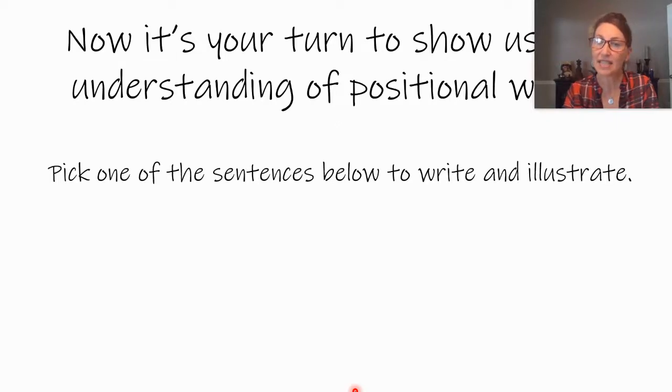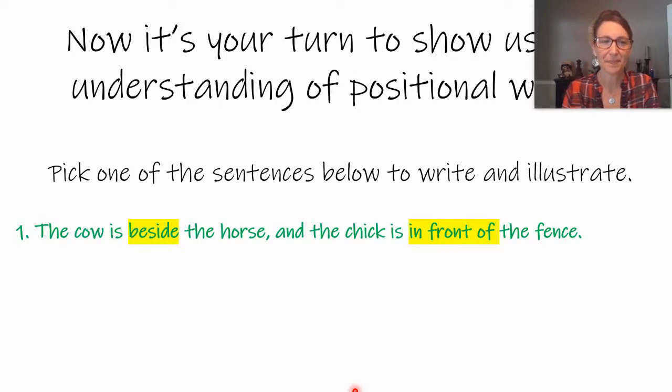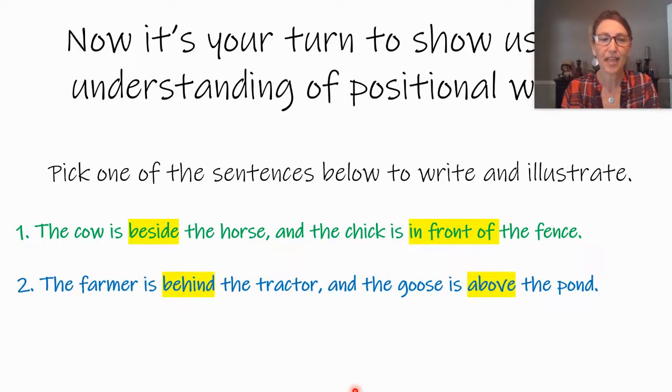You're going to pick one of the sentences below to write and illustrate. Number one. The cow is beside the horse, and the chick is in front of the fence. So you would have to draw the cow beside the horse and a chick in front of a fence. Number two, the farmer is behind the tractor, and the goose is above the pond. So you would need to draw the farmer behind a tractor and the goose above the pond.